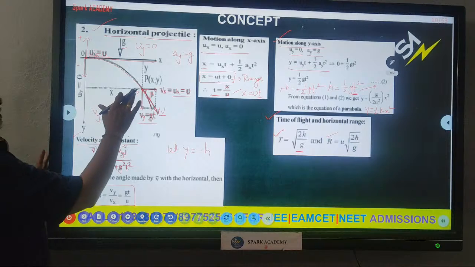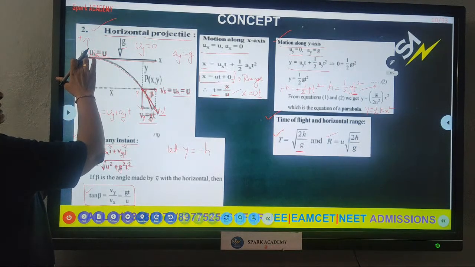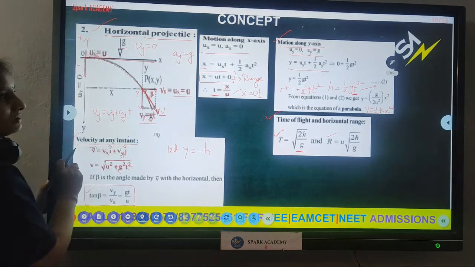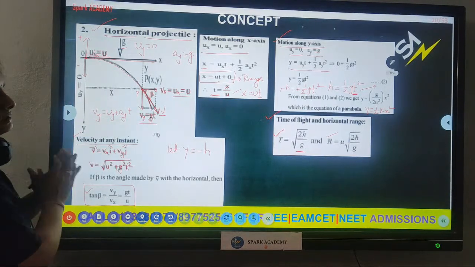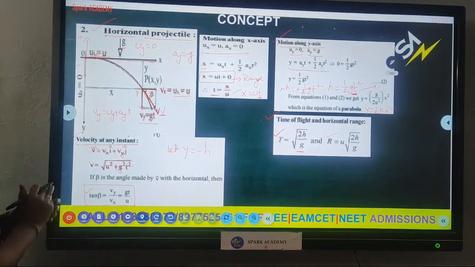If they are asking velocity at any instant, what will be velocity at point of projection, and what is the time taken to reach the ground, and what is the horizontal distance covered. So these type of questions can be asked.